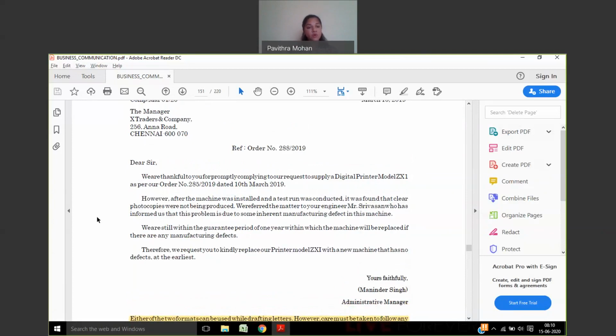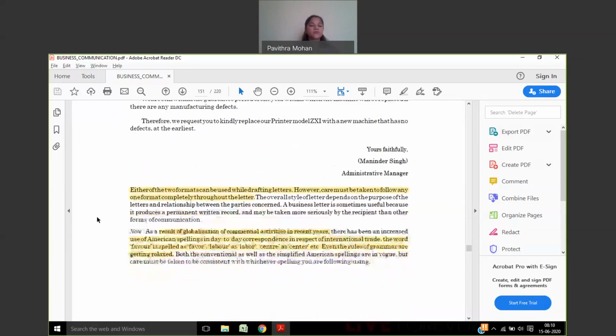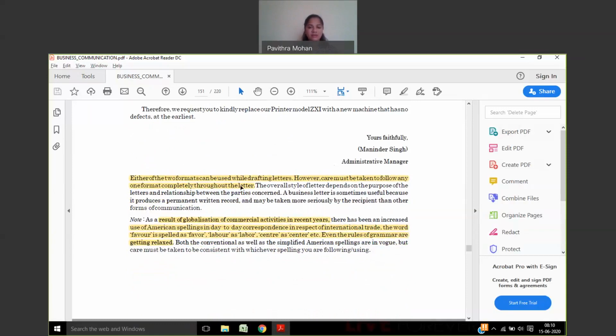But most commonly today, if you go with any email services being provided by any service provider like Gmail, Rediff, Yahoo, or whoever it is, all the mail formats, by default, will be aligned to block format. Okay, it will not be semi-block format. So it depends on you. If you are writing a letter, you can go with the block format or you can go with the semi-block format. Both are equally good. It depends on your writing skills. Generally, globally accepted is block format. Okay, so either of the two formats can be used while drafting letters.